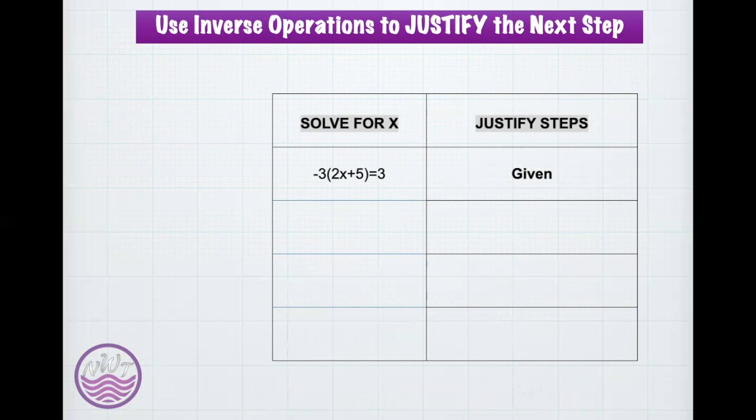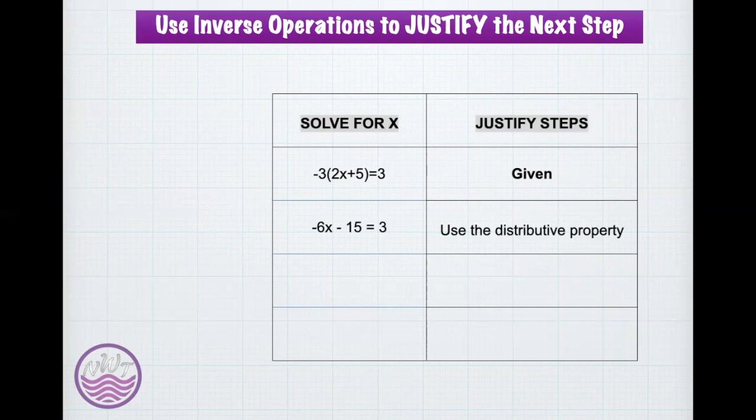Okay, so the first thing that you're going to do, and we talked about this in the toolbox, is distributive property. So I'm going to take -3 and distribute that, or put it into the 2x and the 5 that are inside the parentheses. And that's going to give me -6x - 15 = 3. So when I multiply that through, that's what I get. So to justify what I did, if you guys look over to the right, I used the distributive property. I justified my step. That's all that there is to justifying steps. You say what you did, and that's it. So let's go from here.